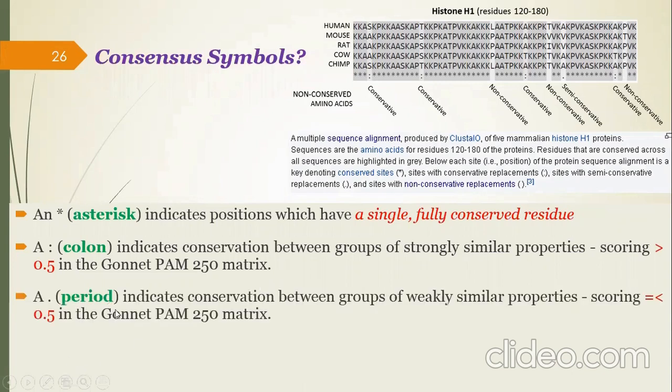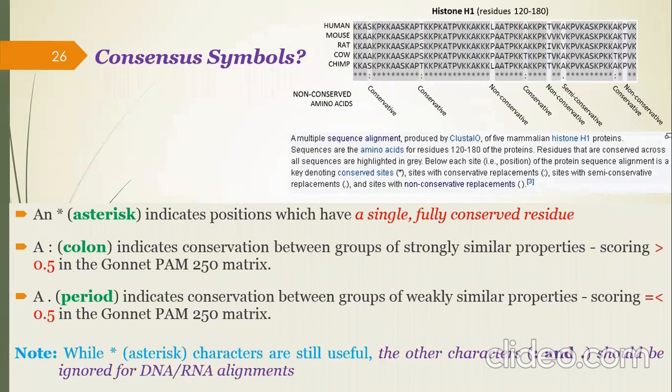And if the score is equal to or less than 0.5, a period, meaning a dot, will be indicated. So that means that it is semi-conserved.